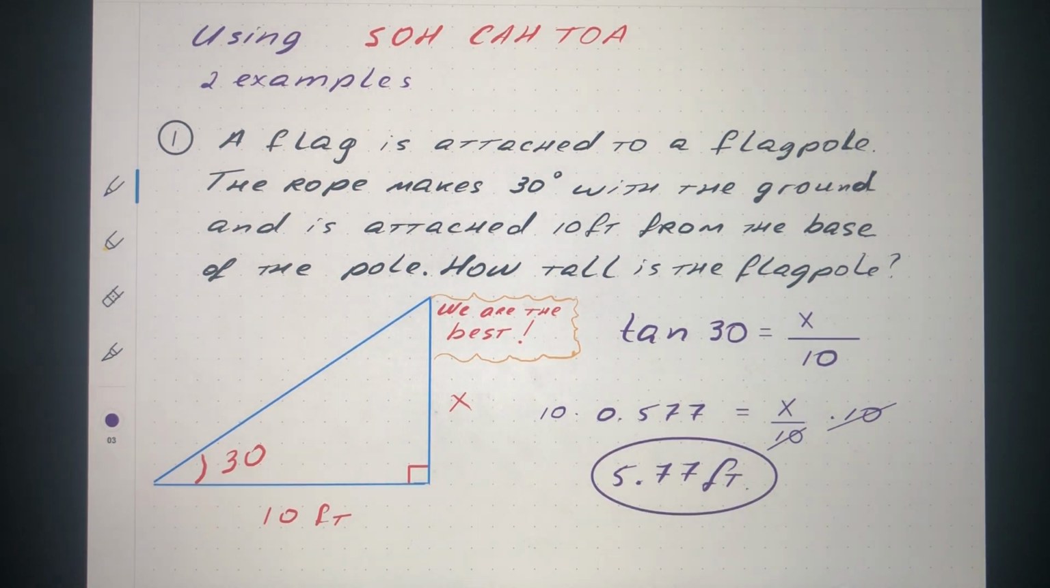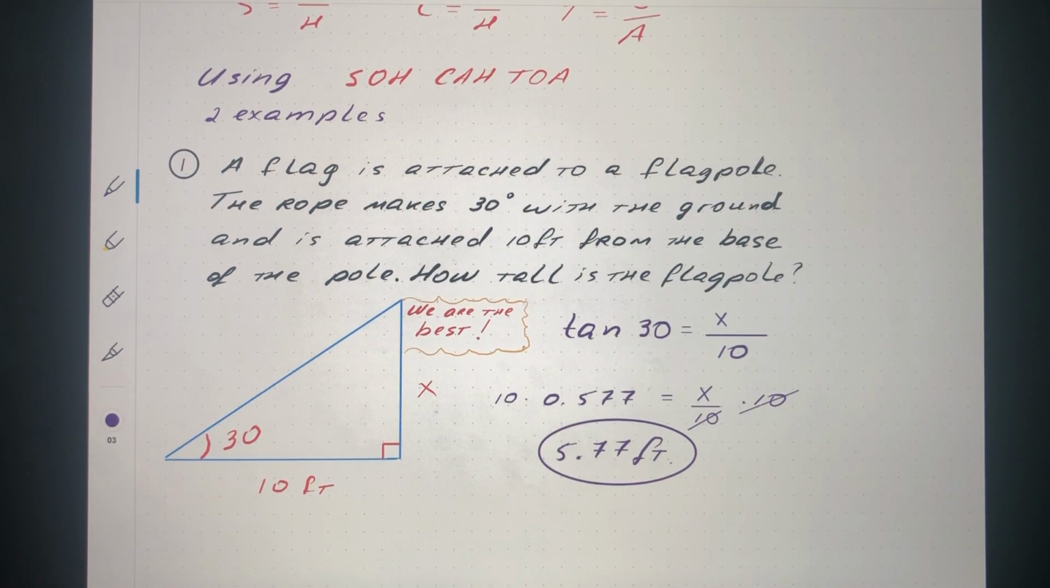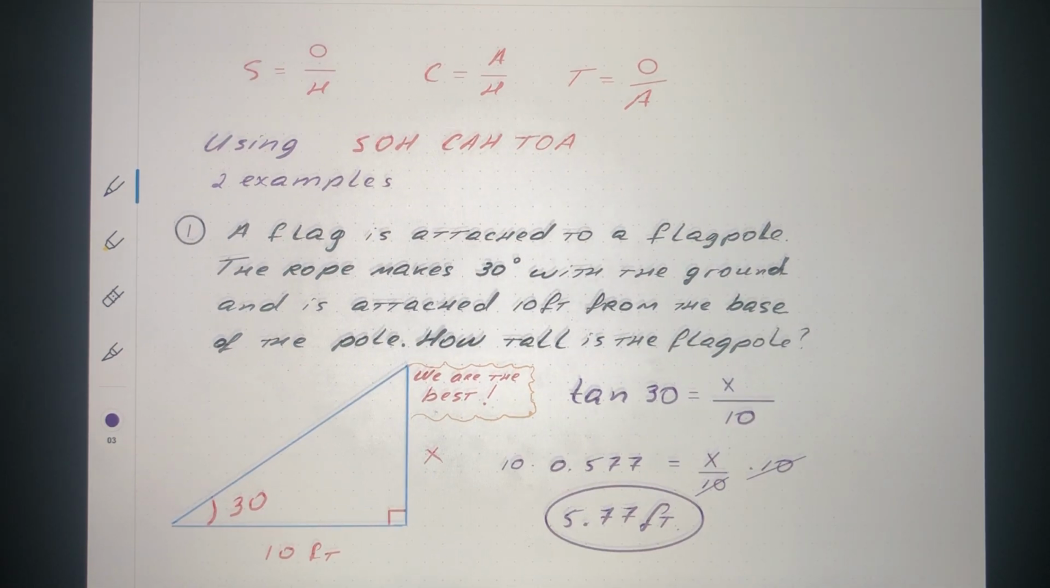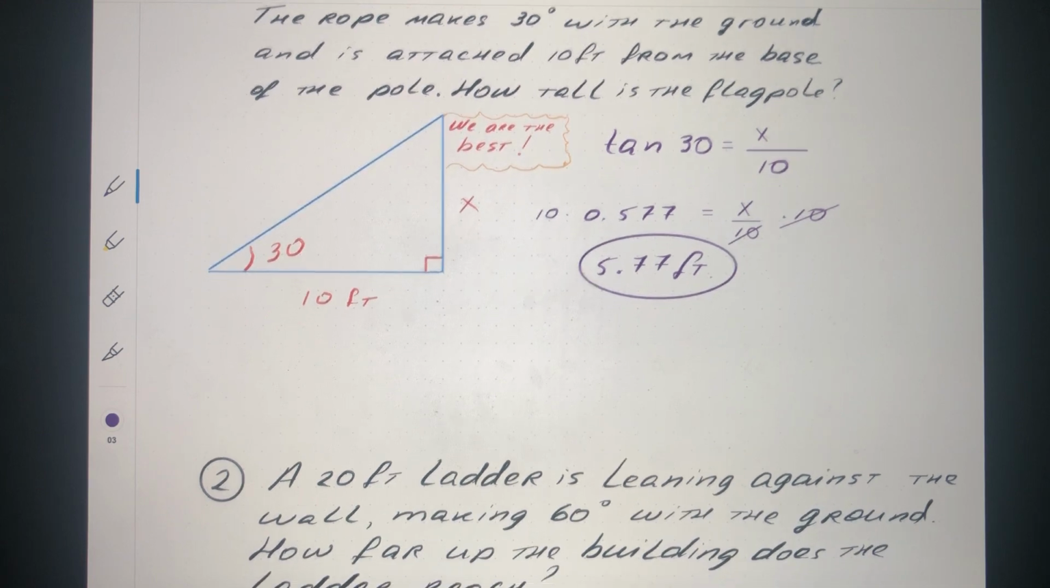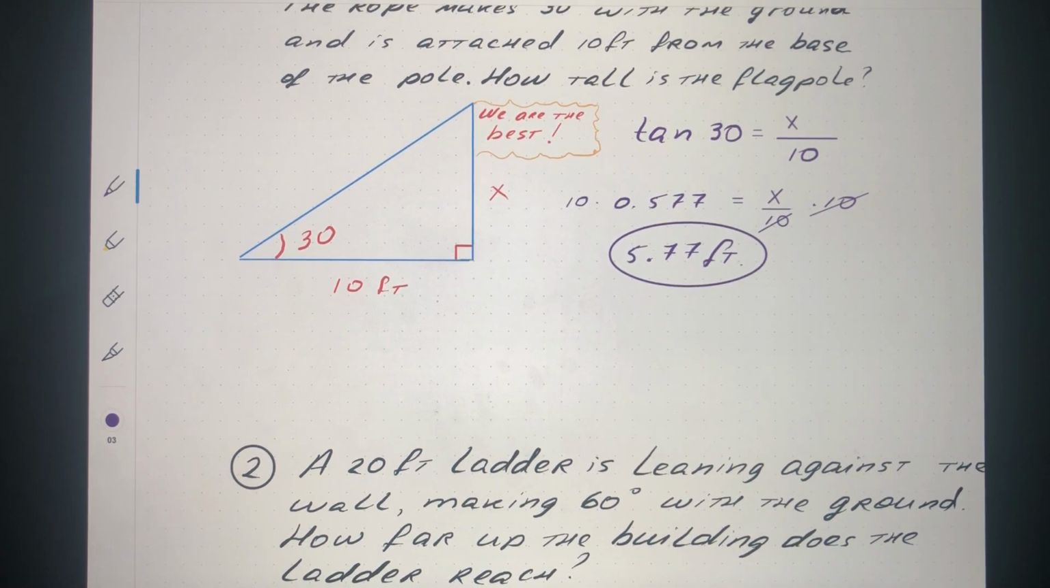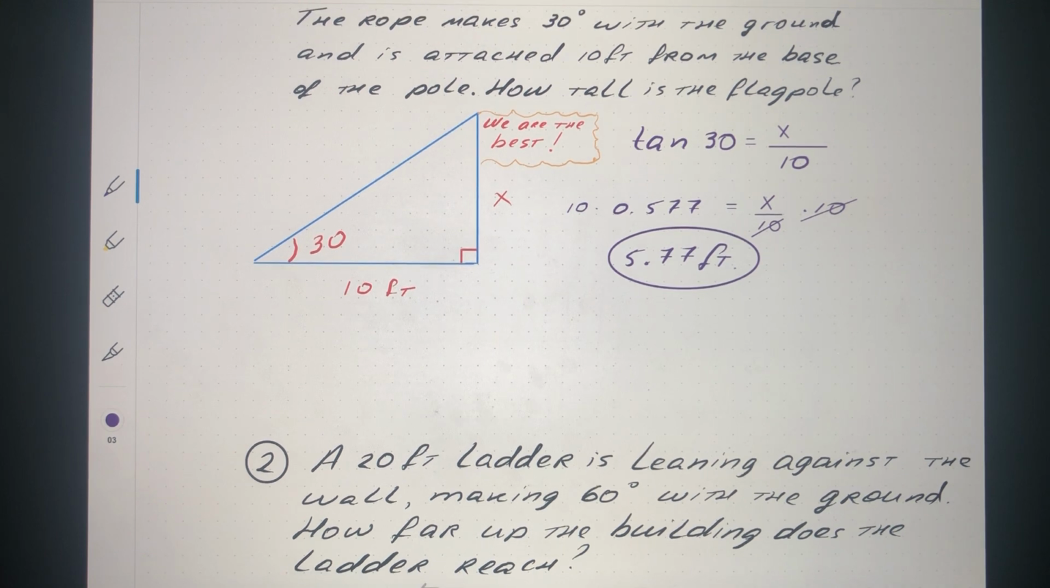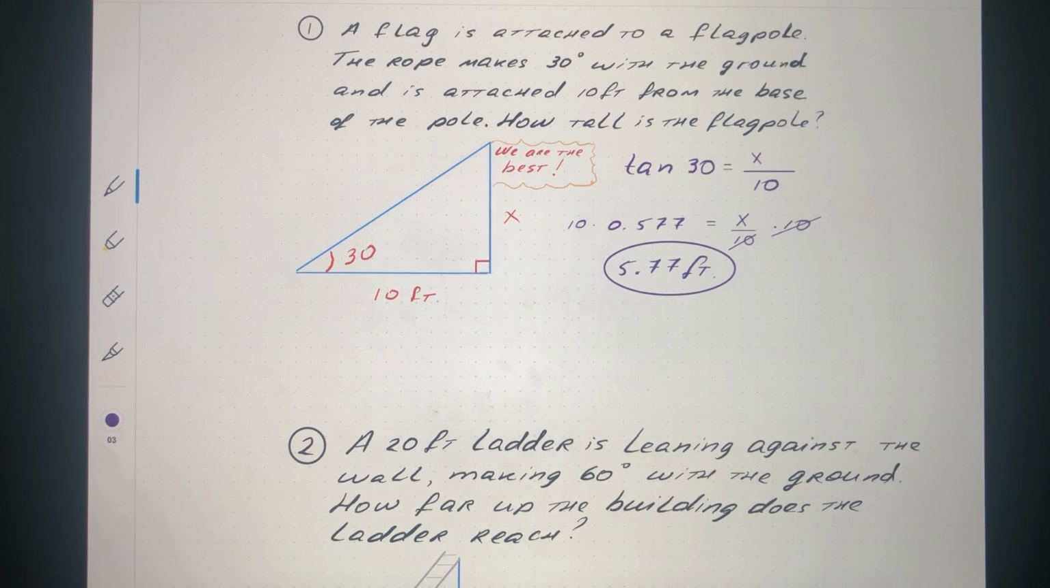Now, in the next example, we have a different trigonometric function. So here is a new example, and in this one, we have a 20-foot ladder. It's leaning against the wall and makes 60 degrees with the ground. How far up the building does the ladder reach?